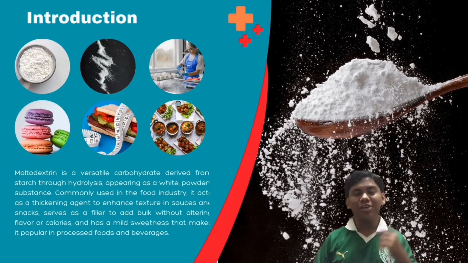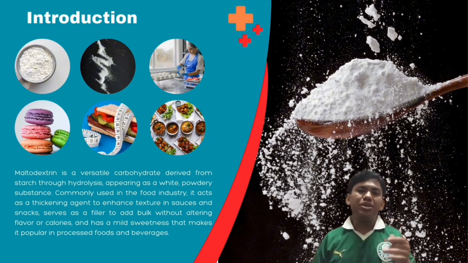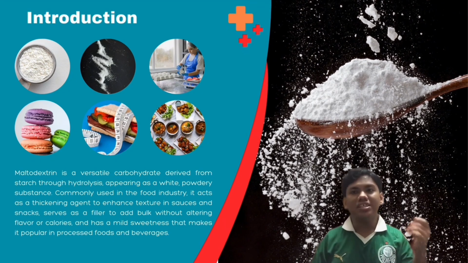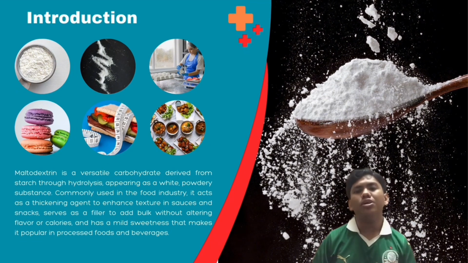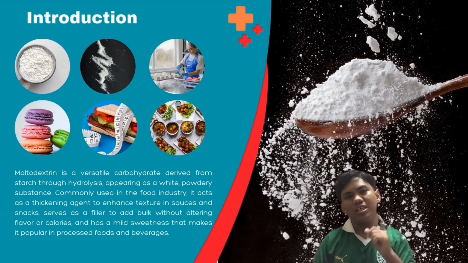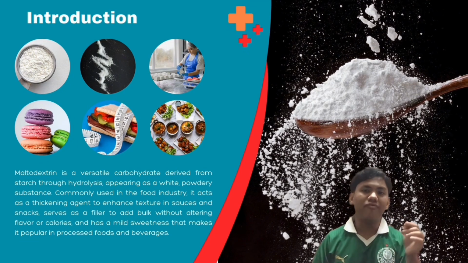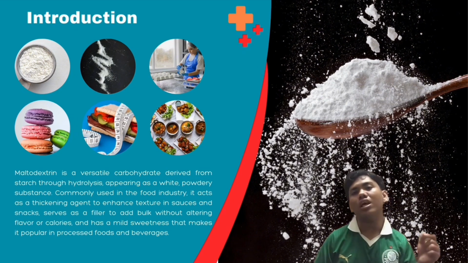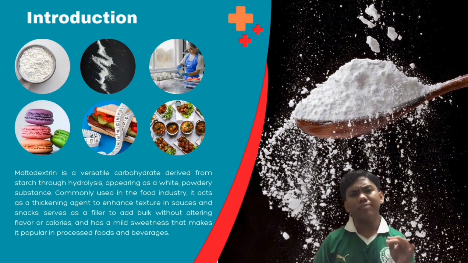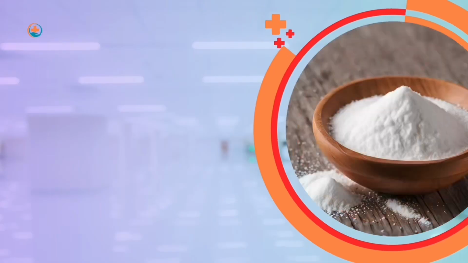Maltodextrin is a widely used carbohydrate derived from starch through a process called hydrolysis. It appears as a white powdery substance and is known for its versatility in various industries, especially in food. Maltodextrin serves multiple purposes as it acts as a thickening agent, enhancing the texture and consistency of products like sauces and snacks. Additionally, it functions as a filler, adding bulk to food items without significantly altering their flavor or caloric content. Its mild sweetness makes it a popular ingredient in many processed foods and beverages.